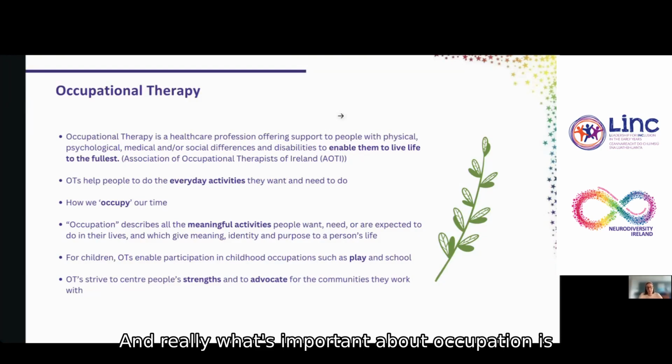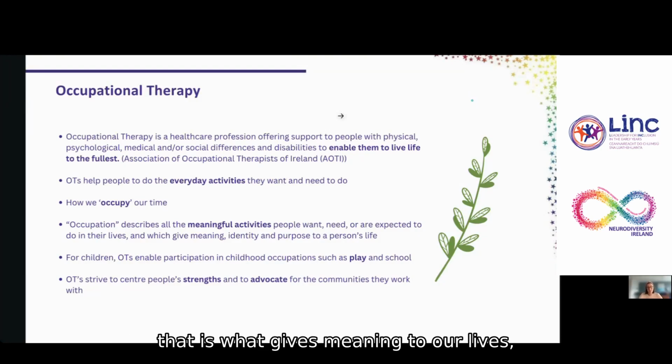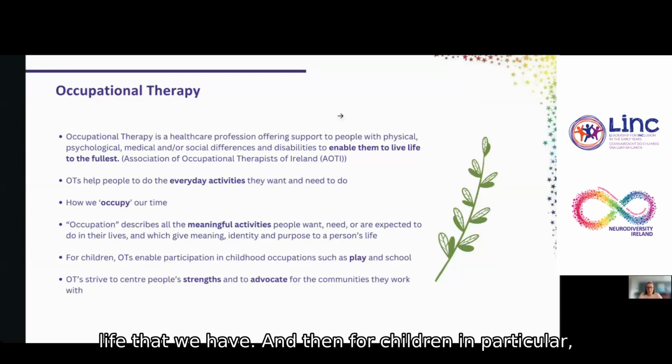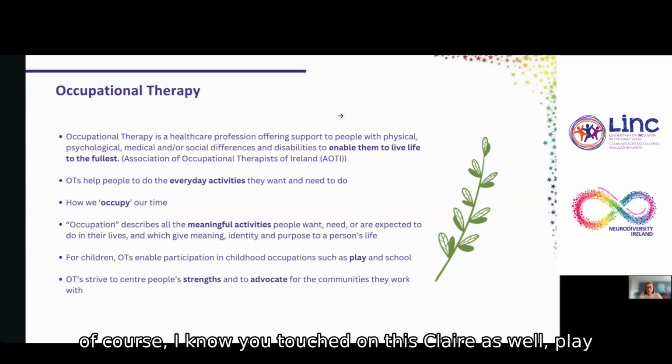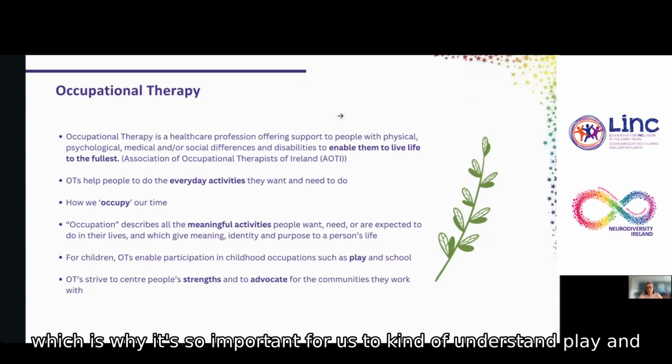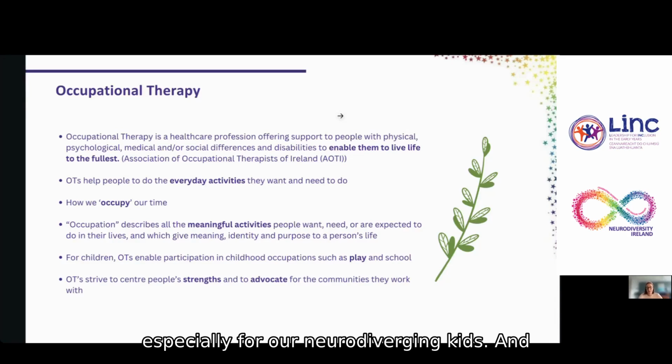We help people to find ways to do the things that they want and need to do in their lives. And occupation describes all the meaningful activities people want, need, or are expected to do. What's important about occupation is that it gives meaning to our lives. It gives us our identity and purpose to the life that we have. And then for children in particular, of course, I know you touched on this, Claire, as well, play really is children's main occupation, which is why it's so important for us to understand play and know how to support that, especially for our neurodivergent kids.